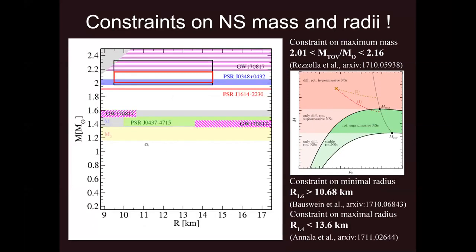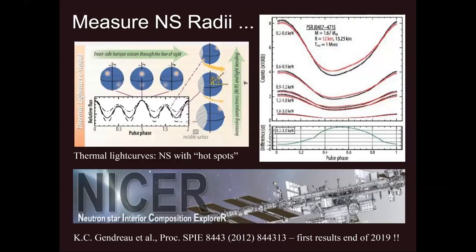Now let us put these constraints together. We have discussed the maximum mass here, the blue bar in the mass radius plot. Now we have excluded regions, namely these bars at 1.4 and 1.6 solar masses, from the phenomenology of the merger GW170817, and we have just discussed the upper limit on the maximum mass. Now, we were waiting a long time for first results from NICER. Finally, they came out in December last year.